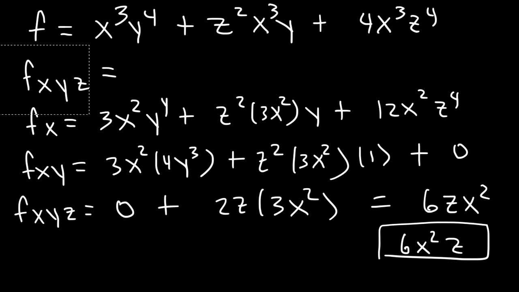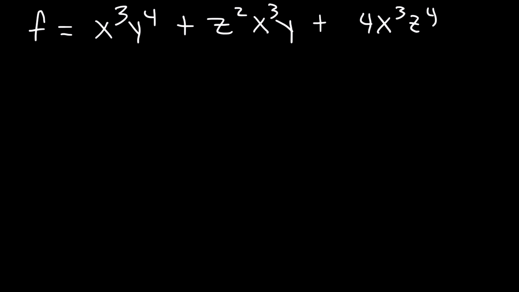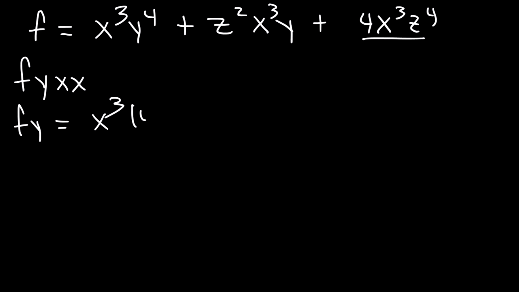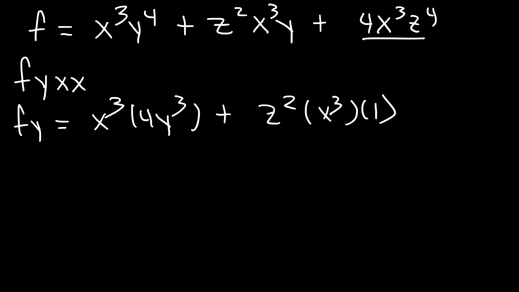Now let's try another example using the same function. This time, let's find fyxx. So first let's find fy. So this will become 0 because there's no y variable. The derivative of y to the fourth is 4y cubed, and the derivative of y is simply 1. So this is what we have left over. Now let's find fyx. Let's differentiate this function with respect to x. The derivative of x cubed is 3x squared.